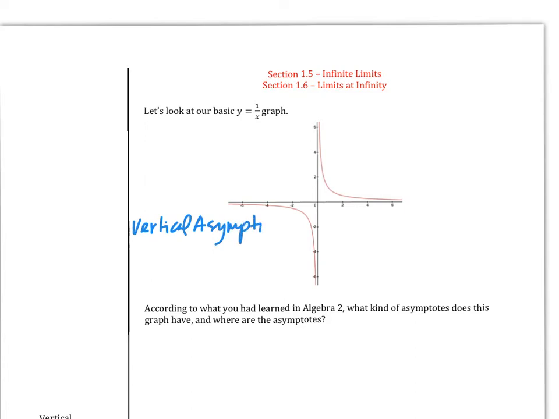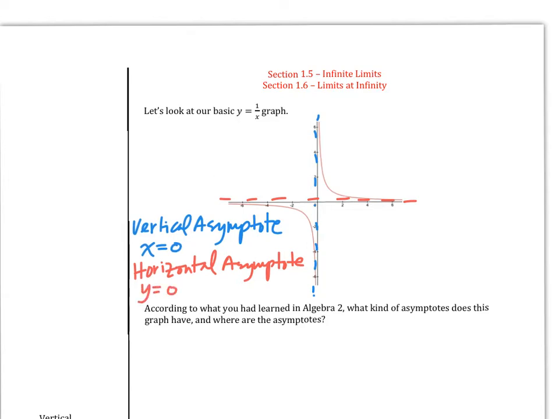You can see that the vertical asymptote is this invisible vertical line that the graph cannot pass through. We call that the vertical asymptote, and that is at x equals 0. The second one is the horizontal asymptote, and that is this invisible red line, and this one is at y equals 0. For the horizontal asymptote, though, we did say in Algebra 2 that the graph could cross it when it's close to the origin, but not so when it's at infinity, and we'll talk about why.